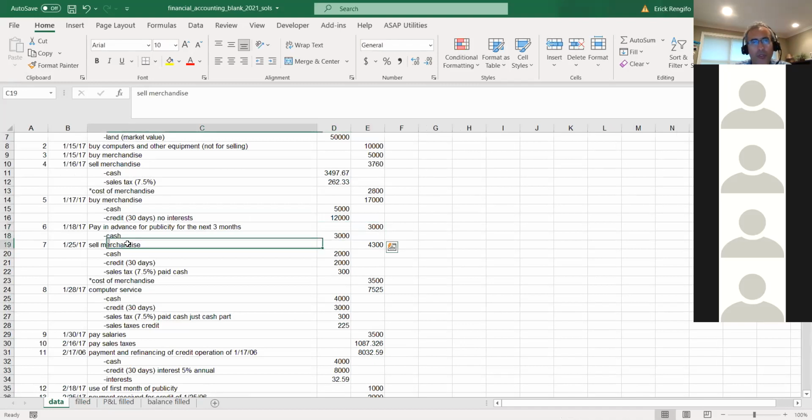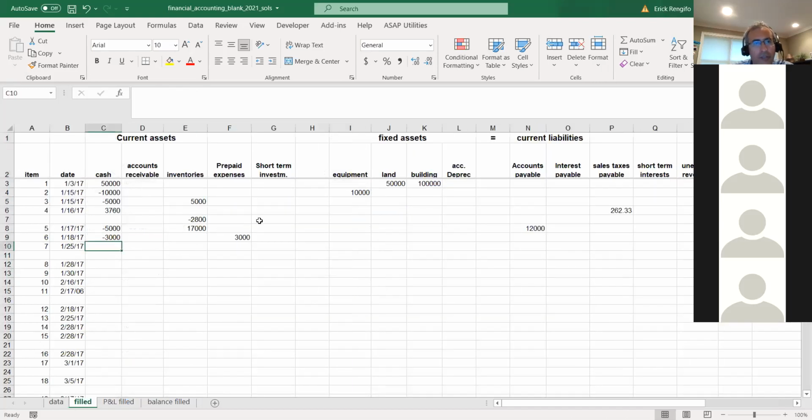Then we have number 7. So how do you do that? It's sell merchandise. Again, you have taxes. You have received cash, and you are going to give them a credit line for $2,000 for 30 days, no interest rate. And the cost of merchandise is $3,500. Make sense? So let's do it. I have received this plus the taxes in cash. So I have received 2,300, and I have accounts receivable of 2,000. And here I need to increase my sales tax payable by $300.